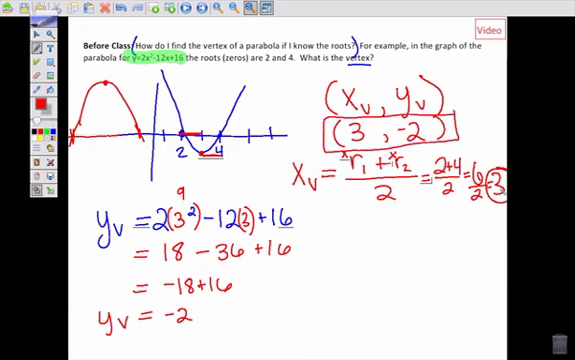But make sure you have this down as to how to find it. These are the formulas. You take the roots, add them together, divide by 2, so you find the mean of the roots, and then use that in the equation to find your y value.